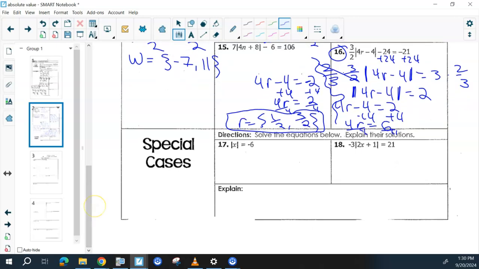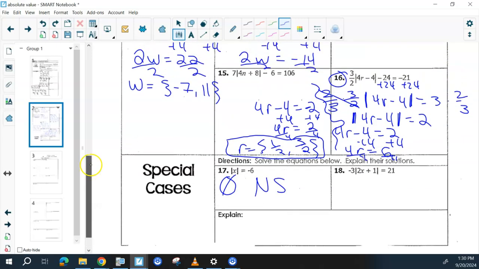Okay. Then we have some special case solutions. They're not the algebra thing. For this, if you get some isolated absolute value expression that starts off equaling a negative, you can't do anything with it. It's no solution.